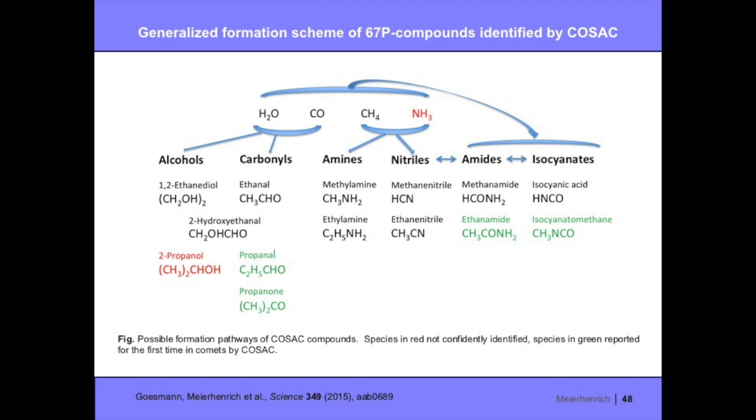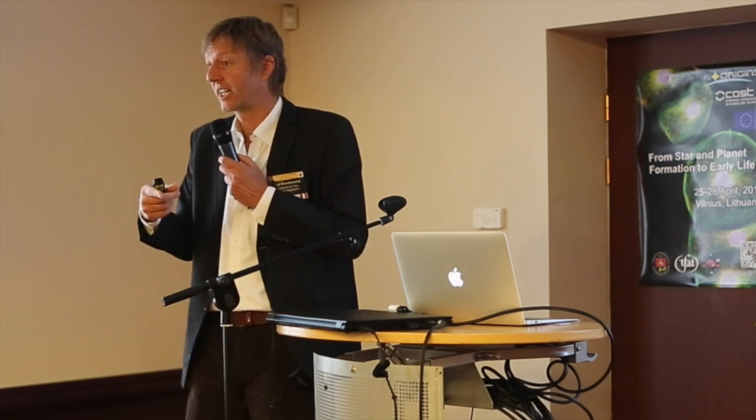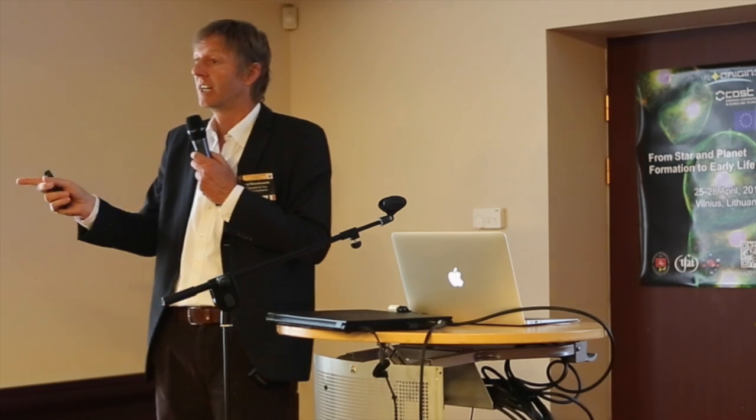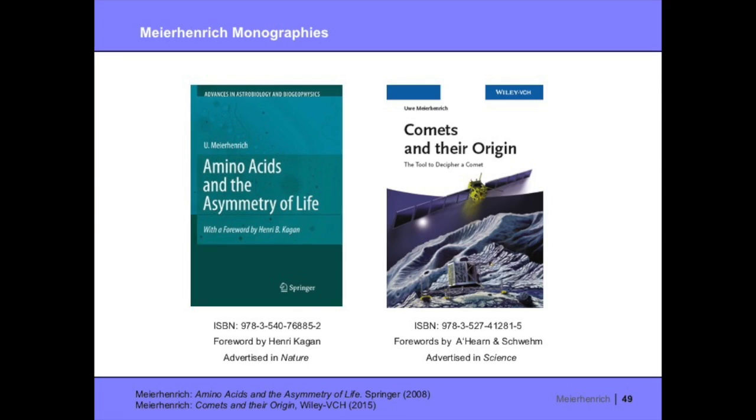I am convinced that amino acids and sugars such as ribose are present in the cometary ice, but we did not see them because we only used the mass spec instrument. If you're interested in this, I wrote a book on chirality, which is this one, and another one on comets, which you see here. Many people helped in this scientific endeavor, and here are some sponsors.